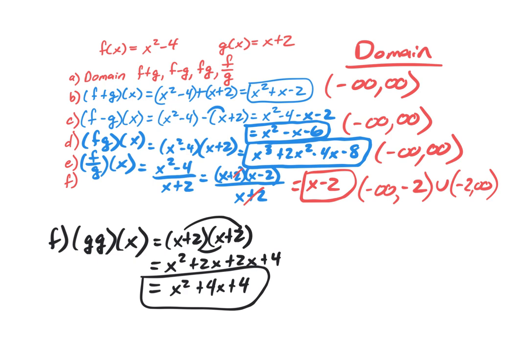Okay, I'm going to give you one that's a little bit different, and we're not going to do all those parts to it, but I'm going to give you a couple of different parts. I'm going to give you this one because the domain in this example is a little bit different, okay? If I have f of x equals the square root of x, and g of x equals x minus 5.